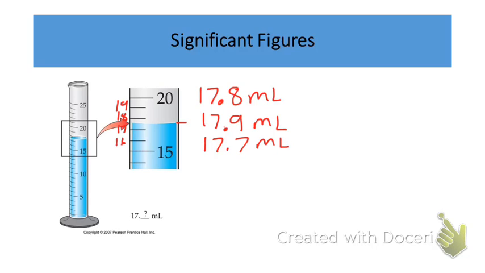Are we wrong? No, because we all agree that the volume is at least 17. So we all agree on the 17. But what we might disagree on is the last digit, which is okay because the last digit of any measurement is estimated. It's uncertain. We're not sure what it is, but we can take a good guess. And 0.8, 0.9, or 0.7 are pretty good guesses for this particular measuring device or instrument. All right?